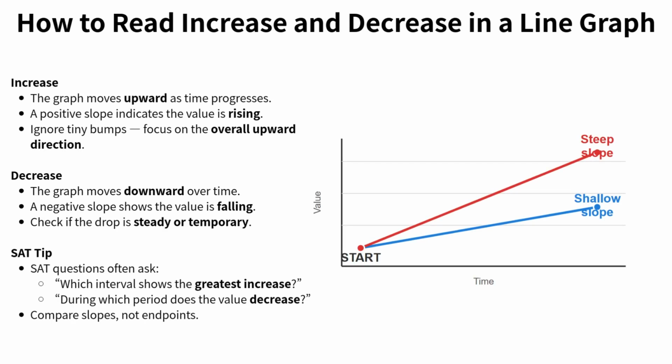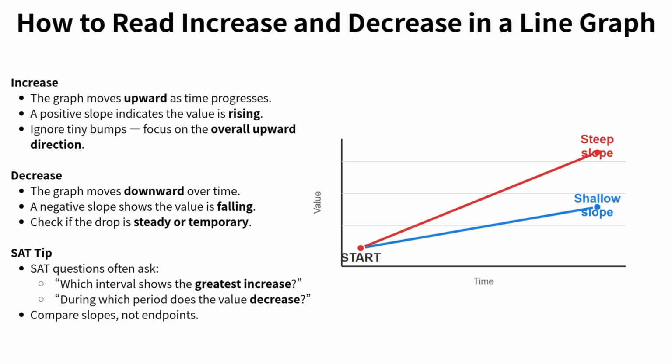One of the core skills in line graph interpretation is recognizing increases and decreases. An increase occurs when the graph moves upward as time goes forward. This upward movement represents a positive slope, meaning the value is rising. Even if there are small bumps or small fluctuations, start by looking at the big picture. Does the line generally climb from left to right?